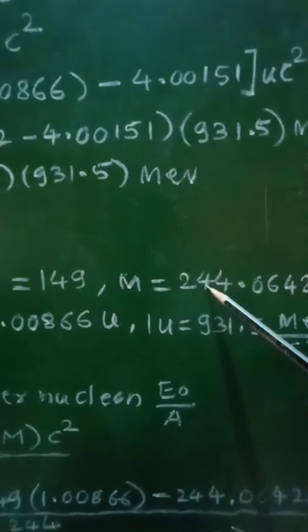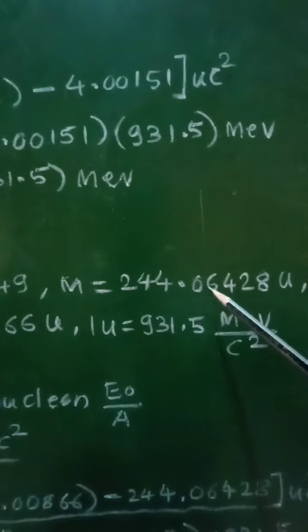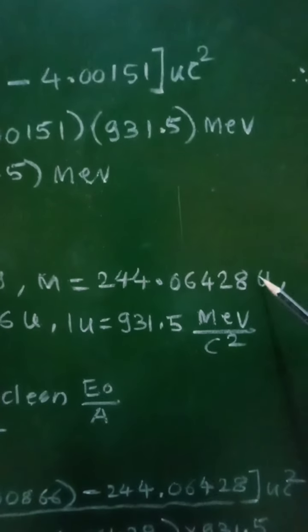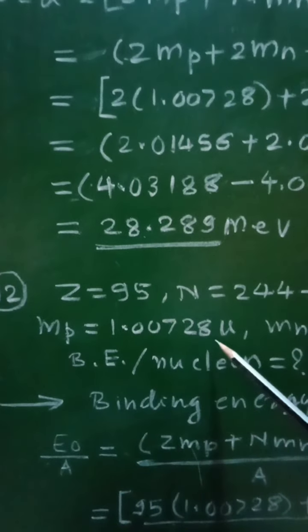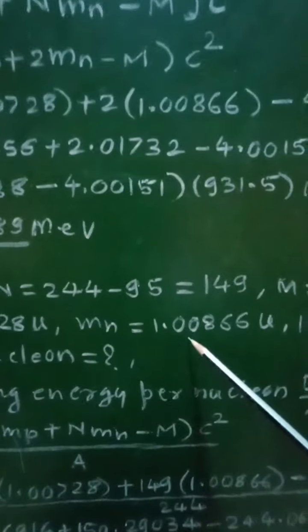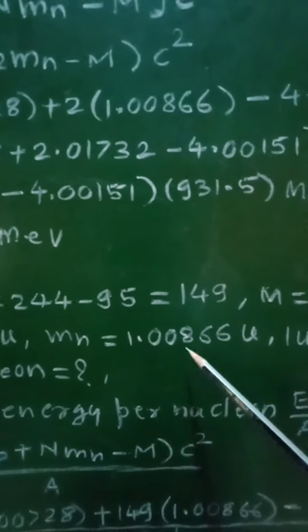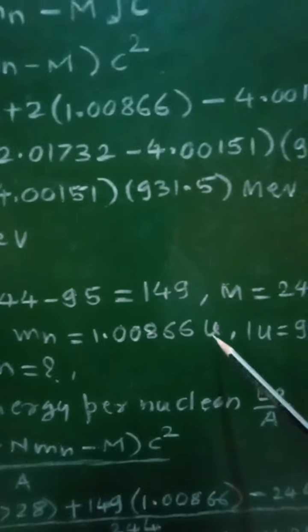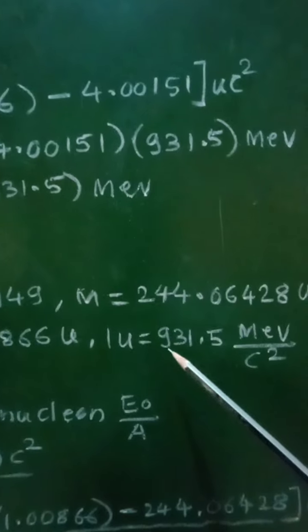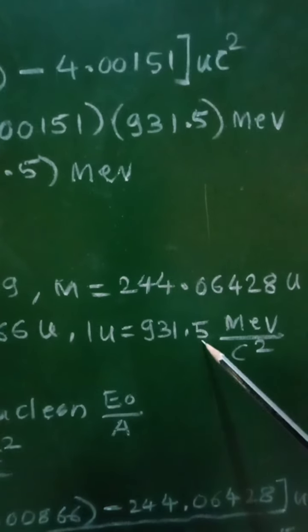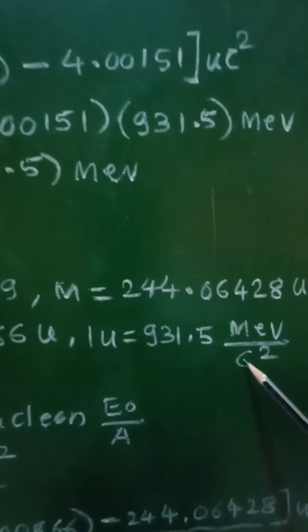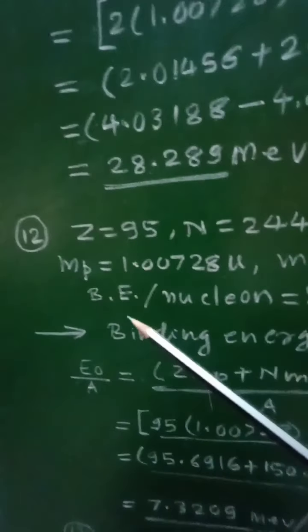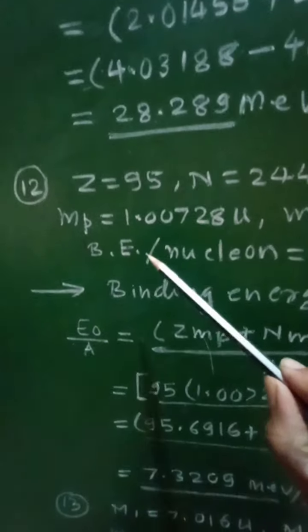Then M is given as 244.06428 u. Then mp is equal to 1.00728 u. mn is equal to 1.00866 u. And 1 u is equal to 931.5 mega electron volt per c square. And we have to find out the binding energy per nucleon.